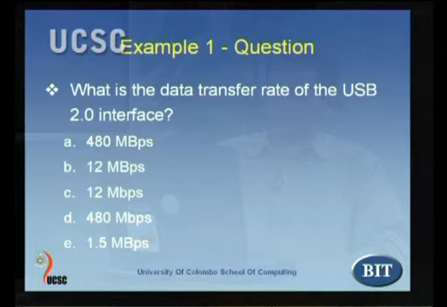We have a number of questions and some examples, and previously in a program we discussed example questions for the first part of the syllabus. So in today's program we will only discuss example questions for the latter part of the syllabus. For example, question 1: what is the data transfer rate of a USB 2.0 interface?